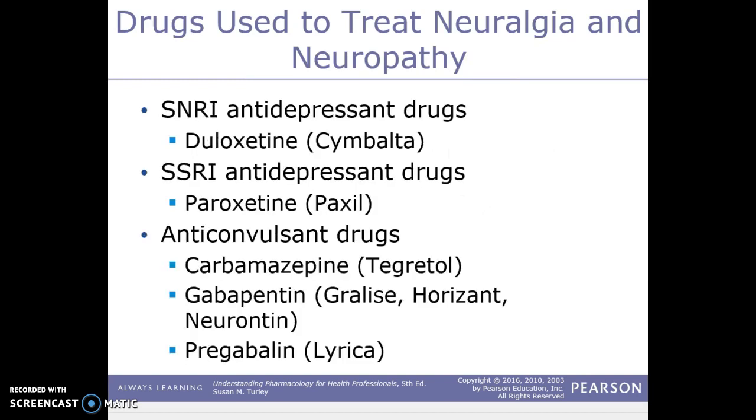Probably one of the more common ones, and you'll see a lot of antidepressants used for this. Tegretol, gabapentin, those are all some real big ones. Lyrica, you see that advertised quite a bit.